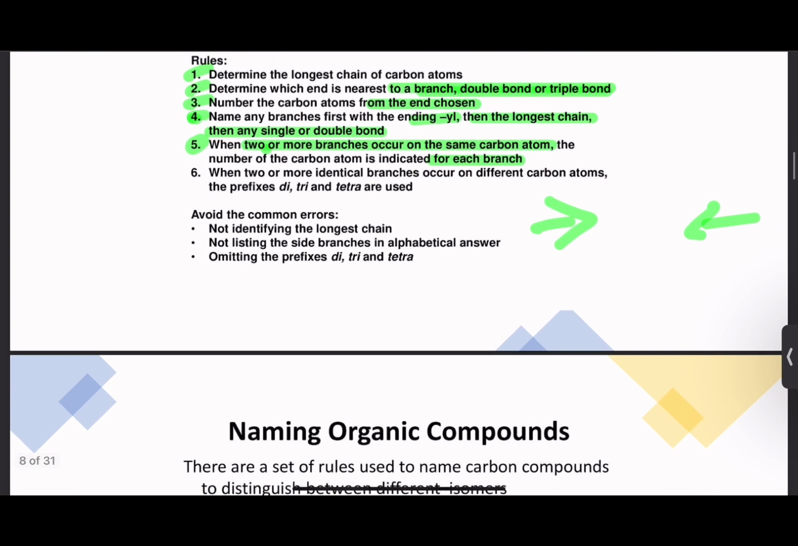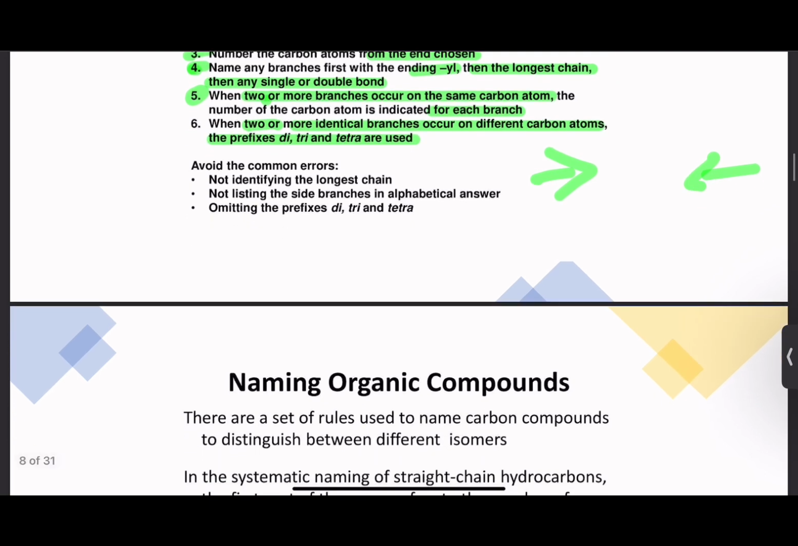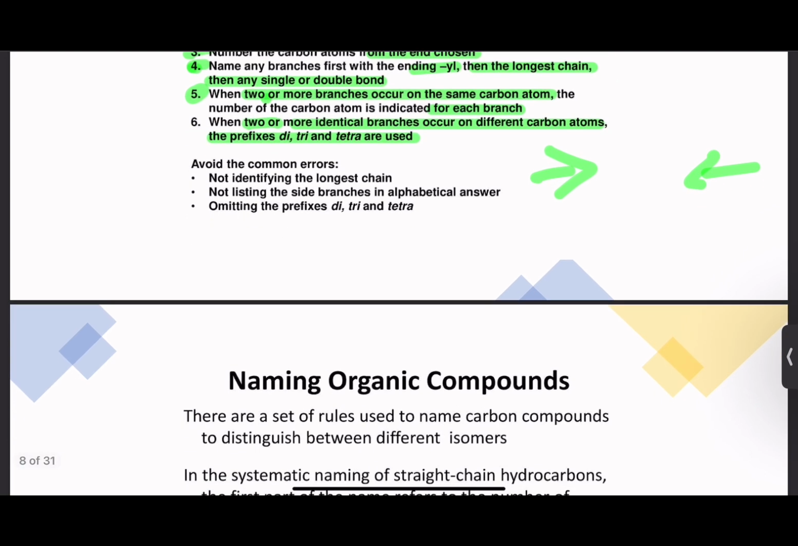And then when you have 2 or more identical branches occur in different carbon atoms, you would use prefixes di, tri, tetra. So if you have a methyl group attached many times, let's say 3 times, you would say 3 methyl. Okay, this 3 is going to show you that you have 3 of them.